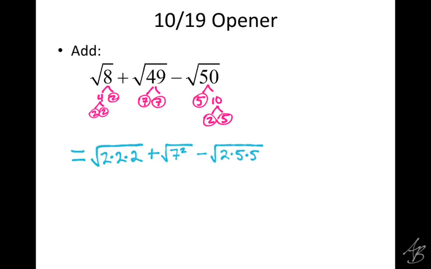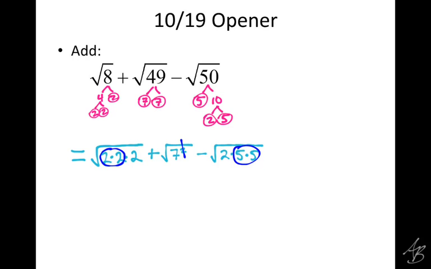Okay, now that we've rewritten it with the prime factorizations, what do we do next? Circle pairs. So we've got a pair of 5s here, we've got a pair of 2s here, and then with the 7s, if you wrote it 7 times 7, you would circle that pair of 7s. Since I wrote it as 7 squared, what can I do with the square? Cancel the square with the square root, and it just leaves the 7 all by itself, right?